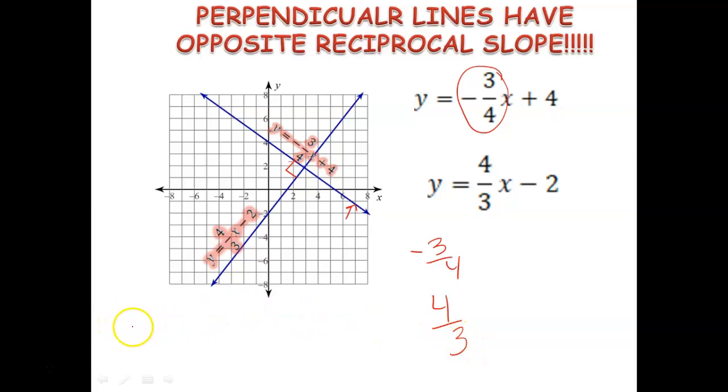Just for practice, if I gave you guys negative 2 over 3, the opposite of negative is positive, and the reciprocal of 2 over 3 is 3 over 2. So if I gave you guys 7 over 8, the opposite of positive would be negative, and the reciprocal of 7 over 8 is 8 over 7. So just a little practice.